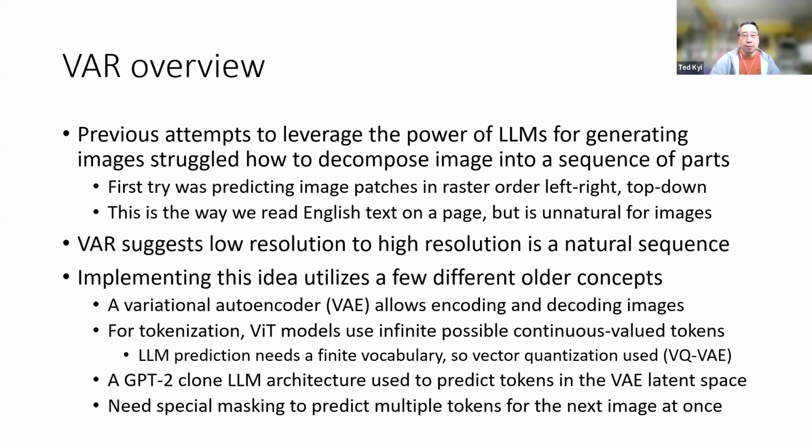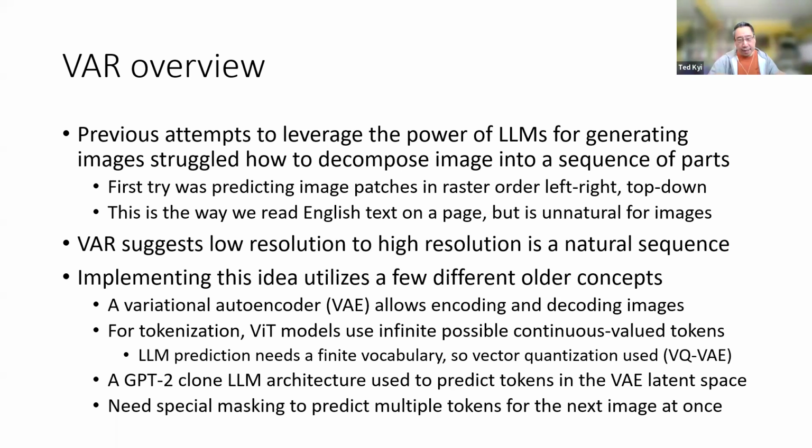You can imagine this is great because there's a natural sequencing for language, but for images it feels a little wrong, right? Because if you're in the middle of the image, your context is all the pixels above you, but you have no context for the pixels below you. So what the VAR paper suggests is that going from low res to high res provides a good inductive bias.